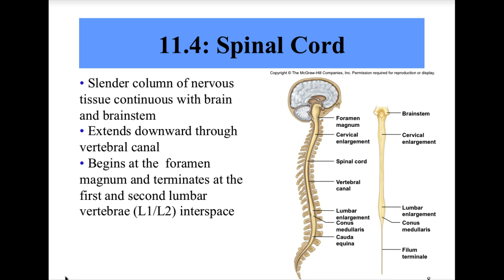The cauda equina is that horsetail in which the lower lumbar and sacral nerves travel downward, because the spinal nerves must chase their points of exit. And then the filum terminale represents the distal portion of the tail, which would be the pia mater.